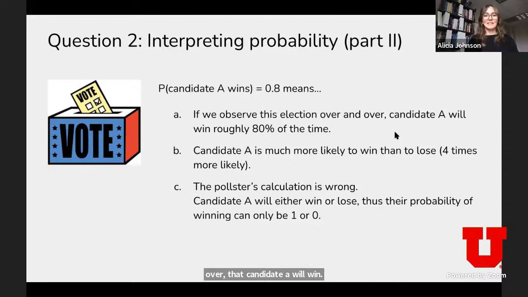Or B, candidate A is much more likely to win than to lose, specifically 4 times more likely? Or C, the pollster's calculation is simply wrong. So candidate A can either win or lose the election, thus their probability of winning can only be 1 or 0. So again, if you can lock that in your head and share it in the poll.